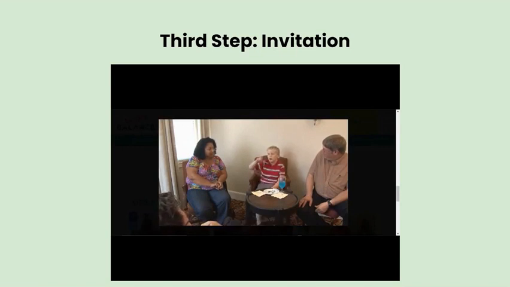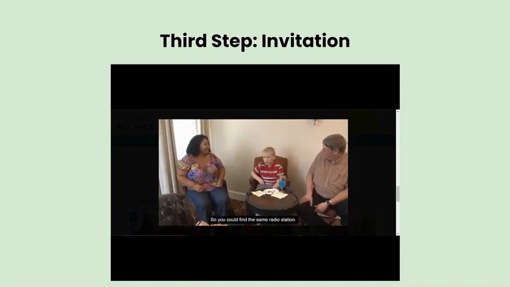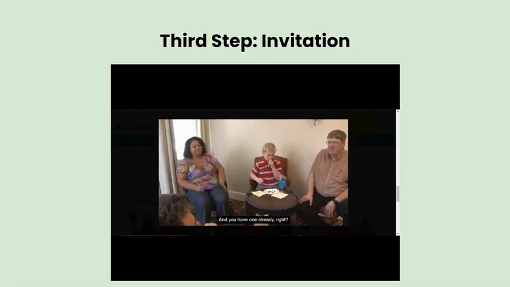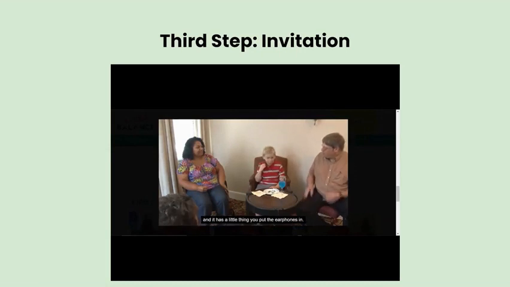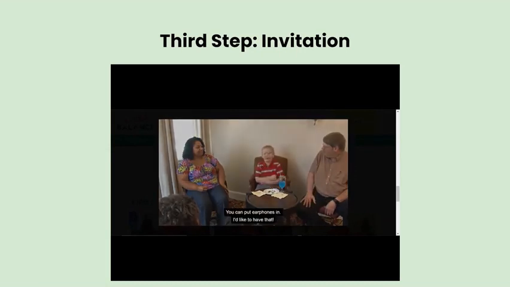When you put the disc in that player, it has numbers on it. In that same station, different kinds of numbers, so you could find the same radio station. And you have one already, right? Yes. Would using that one be okay with you? Is it a crank one? No, it's battery. Does it have numbers on it? Yes, it has little buttons, you can change what's playing, and you can put earphones in. I'll have that.